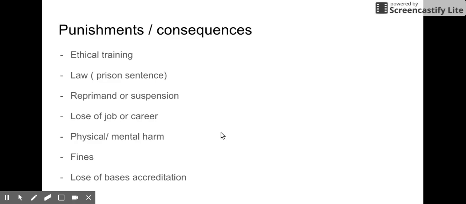Prison sentence if someone's really bad, so it's caused death or a really serious injury, it's kind of a touchy subject. Reprimand or suspension when maybe they need to get it reviewed, lose their job. Fines, this could be if someone gets injured, and lose a BASES accreditation. It's quite bad because then they lose all their reputation and their license to research and experiment. Consequences can cause physical, mental or social harm for participants, and it can put them off from taking part in experiments again.